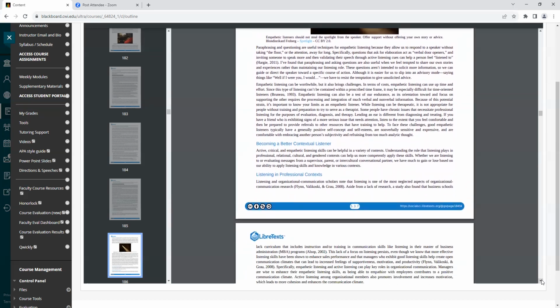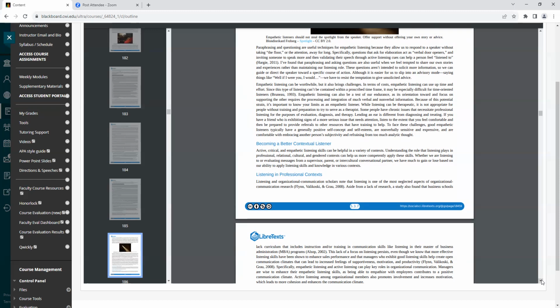Paraphrasing and questioning are useful techniques for empathetic listening because they allow us to respond to a speaker without taking the floor or the attention away for long. Specifically, questions that ask for elaboration act as verbal door openers, and inviting someone to speak more and then validating their speech through active listening cues can help a person feel listened to.